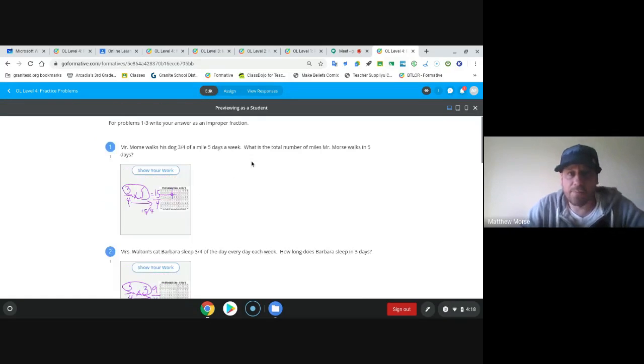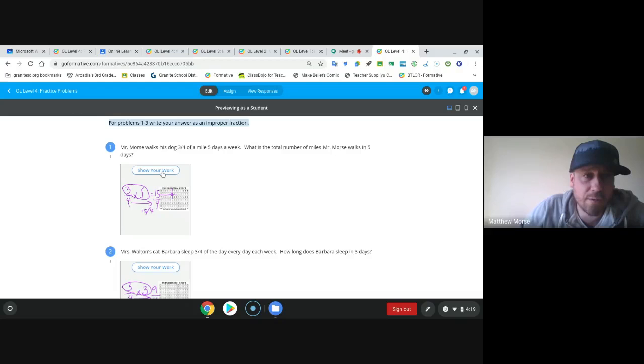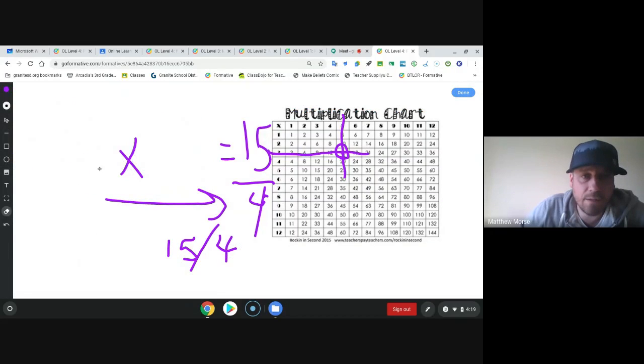Problems 1 through 3 on the story problem one, it says write your answer as an improper fraction. Okay, so multiplying the fraction isn't really the tricky part. I bet we can get that down just going over these few problems here. So let me erase real quick.